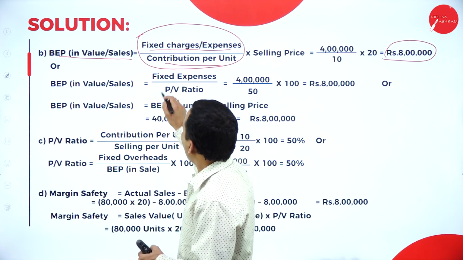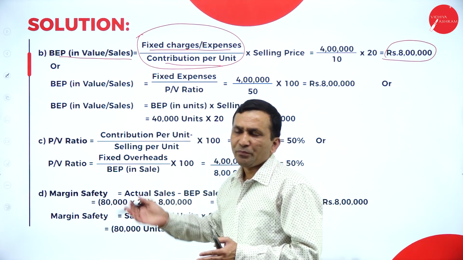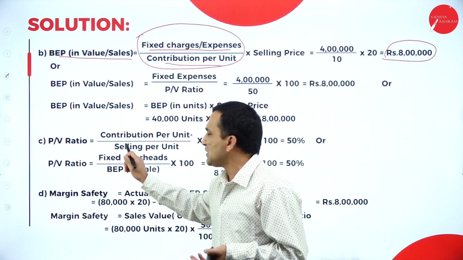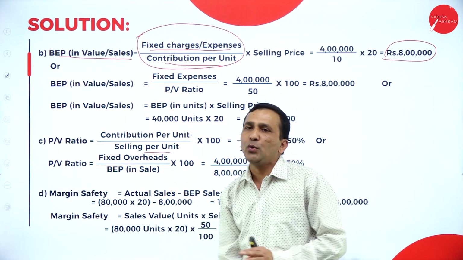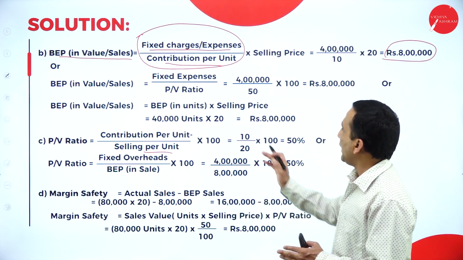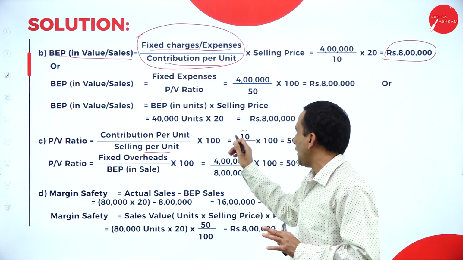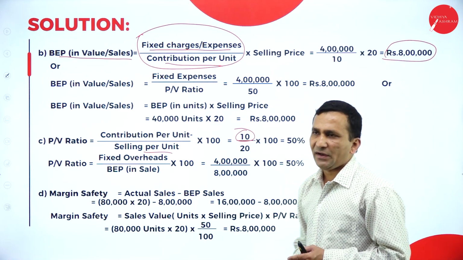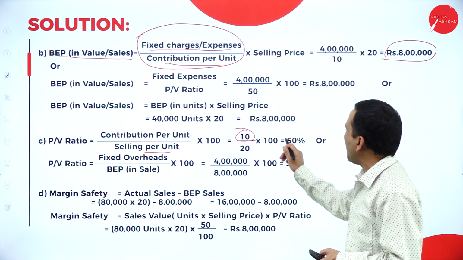Or you can apply one more formula, fixed expense divided by PV ratio. The PV ratio we first need to find out. The PV ratio formula is very simple: contribution per unit divided by selling price per unit into 100. Whatever percentage comes, we need to consider here. Now the contribution per unit we got is 10 rupees, divided by the selling price which is given in the question, 20. So 10 into 100 divided by 20, we get 50%.